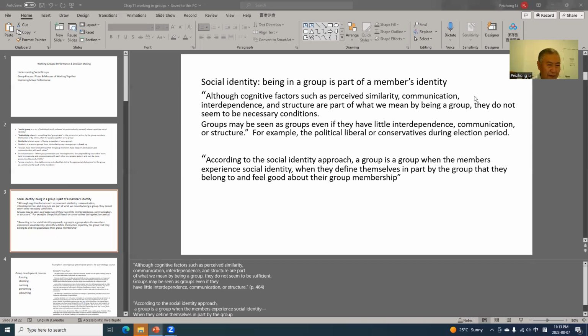If I'm a conservative, I may not even talk that much with other conservatives. I might not have a whole lot of similarity with other conservatives in terms of occupation, hobbies, family structures. The only similarity I have with other conservatives maybe is a political leaning or political beliefs, but I have a strong sense of identity with this group. I'm a conservative, and this identity will become stronger during the election periods. Identity is the most important feature of a group.